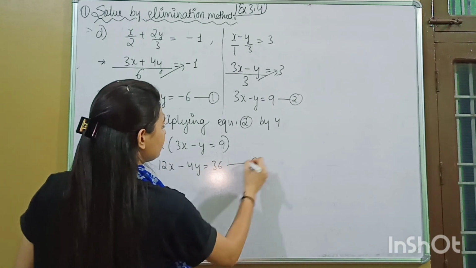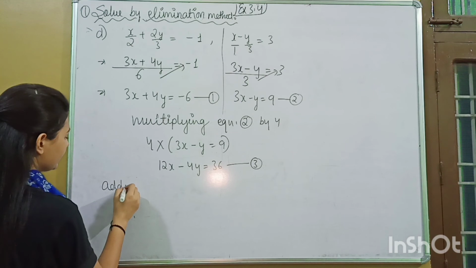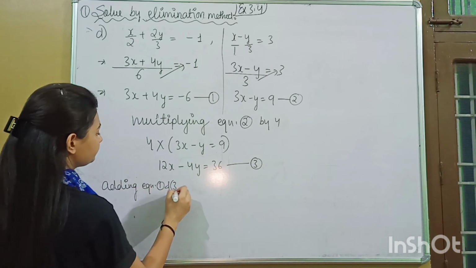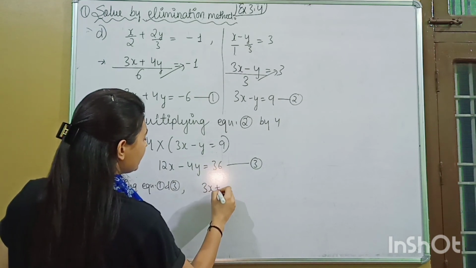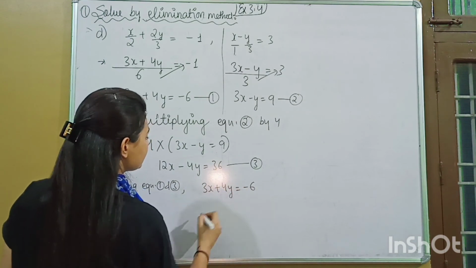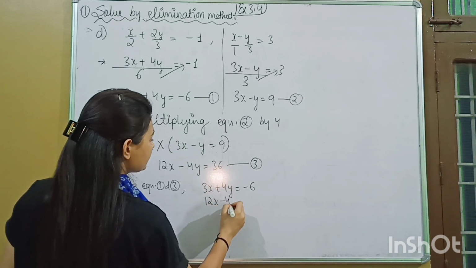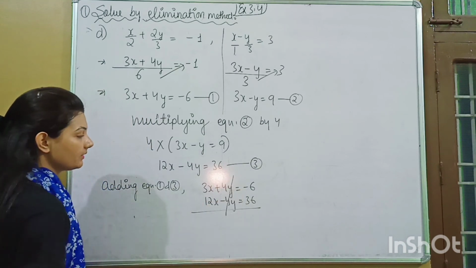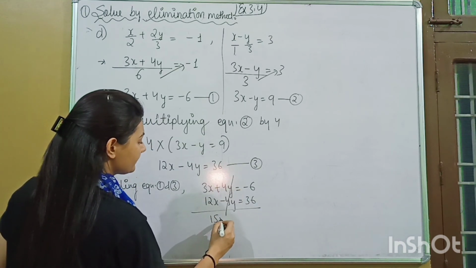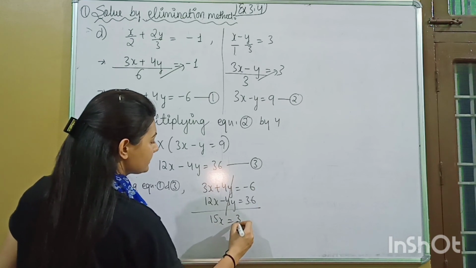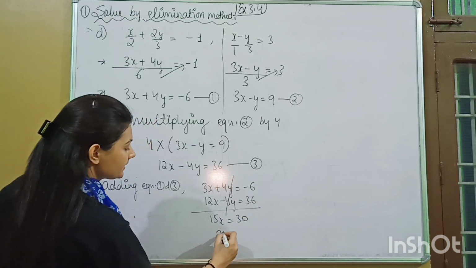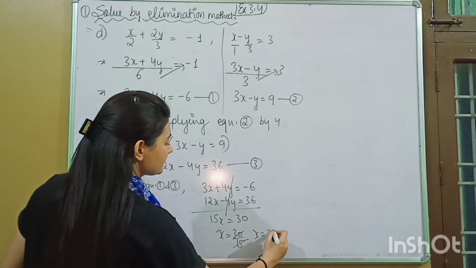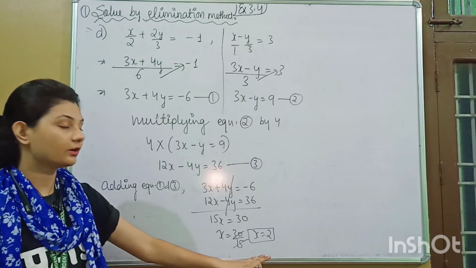That is equation 3. So now we will add both the equations. Adding equation 1 and 3, that is 3x plus 4y equals minus 6, and 12x minus 4y equals 36. So this plus 4y and minus 4y will be cancelled. 12 plus 3 is 15x equals 36 minus 6, which is 30. That is x equals 30 by 15. When we cancel it, we get the value of x equals 2. So we got the value of x.